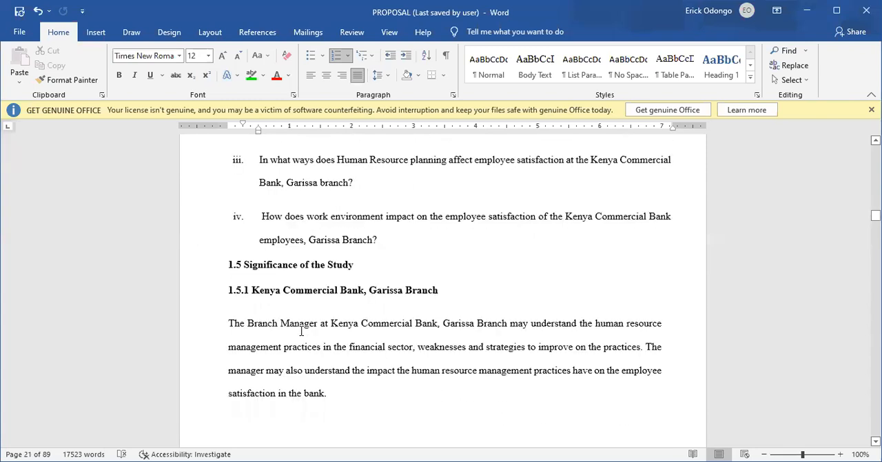Significance of your study. How is your study important? First of all, to the commercial bank where you are conducting the research. How important is this going to be to the organization, your case? So 1.5 is the significance of the study. So to the organization where you are conducting the study, it will be 1.5.1. In my case, it was Kenya Commercial Bank, Garissa branch. So that one now becomes 1.5.1.